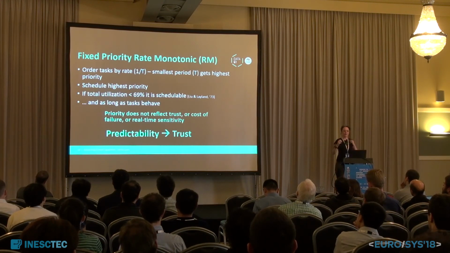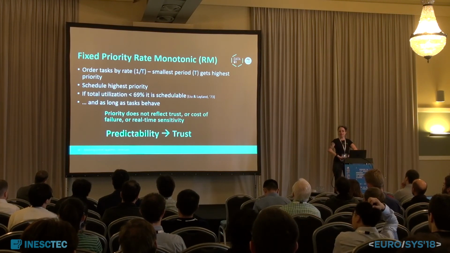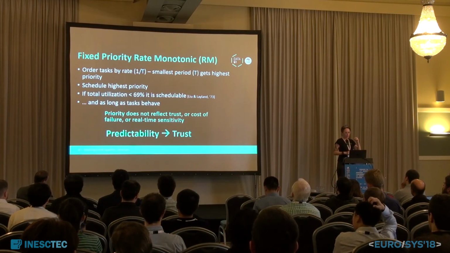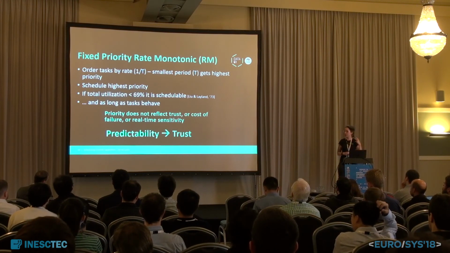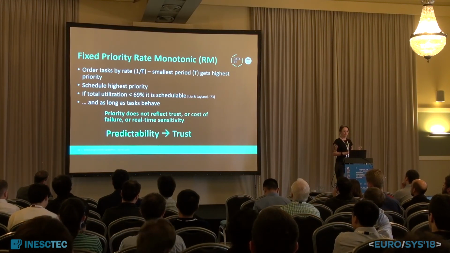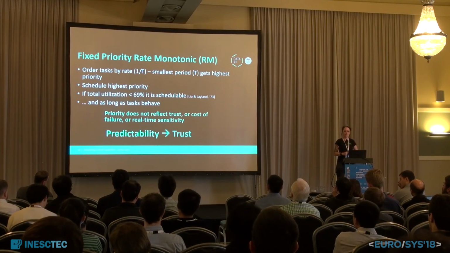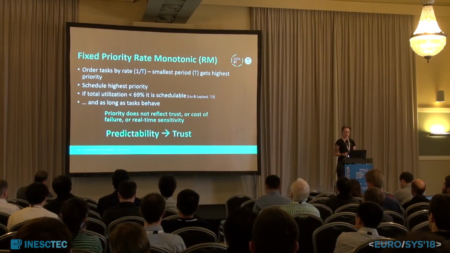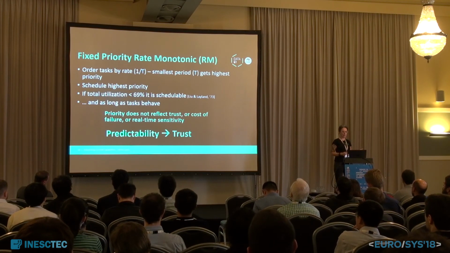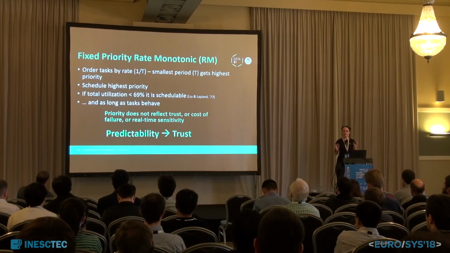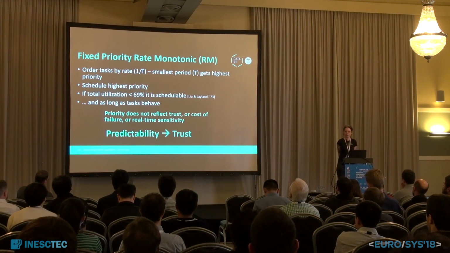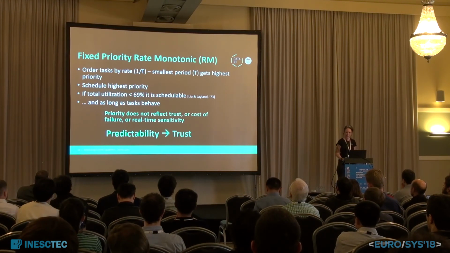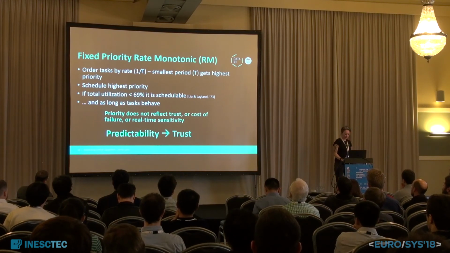So you might be thinking, I learned about this in uni, it's fixed priority rate monotonic, it's solved. So let me explain why that is actually insufficient. Under fixed priority rate monotonic, you order all of your tasks by their rate. The fastest tasks with the shortest periods get to run first. And as long as the total utilization of those tasks is below about 70%, it's schedulable and everything is fine. Finished. Not really, because you're trusting those tasks to behave, and predictability implies trust. Also, the priorities that you have assigned have nothing to do with how critical those tasks are.